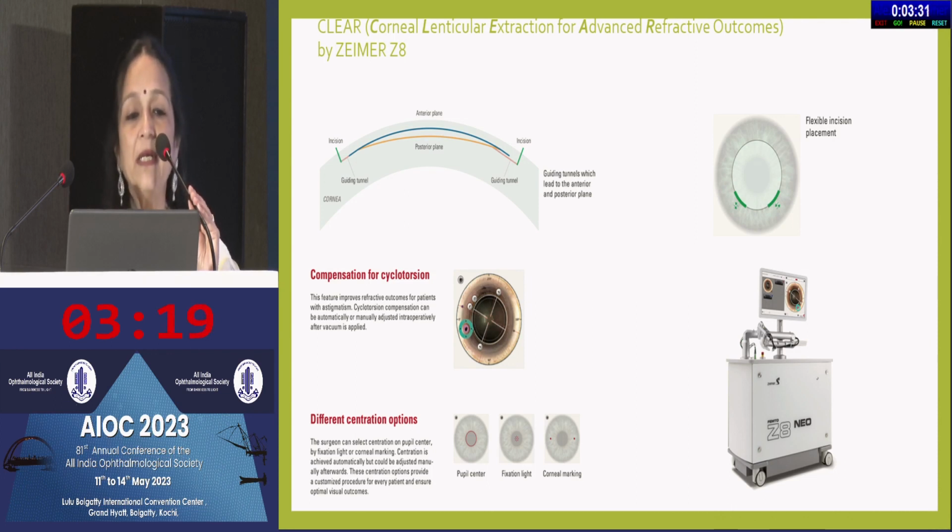CLEAR is corneal lenticular extraction for advanced refractive outcomes. It is a platform which is done on the Zemer laser. The salient feature about this is that there are 2 incisions instead of 1. The first incision goes to the anterior plane, the second one goes to the posterior plane, thus avoiding the lenticule sticking onto the surface, and that is an advantage for people who are learning it new.